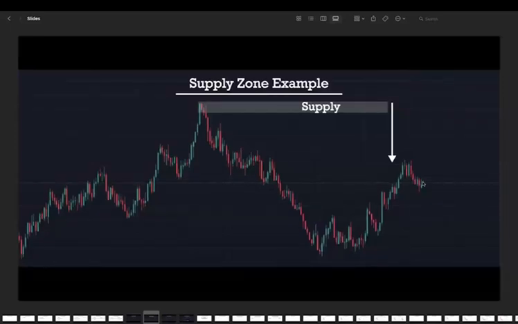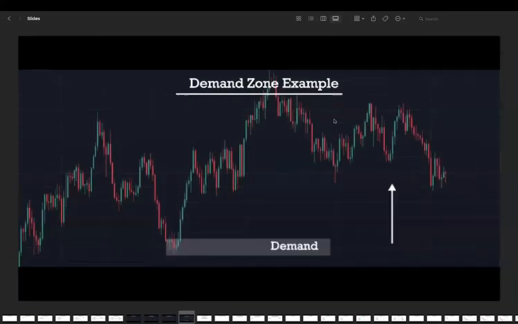Okay, the very last one. In our situation, it is this one, and the supply is always above it. It's always above the current market price. That's how it looks. And this is an example of the demand. That's how it looks, and it's always below the current market price. So here the current market price is this, and as you can see, this demand is below.